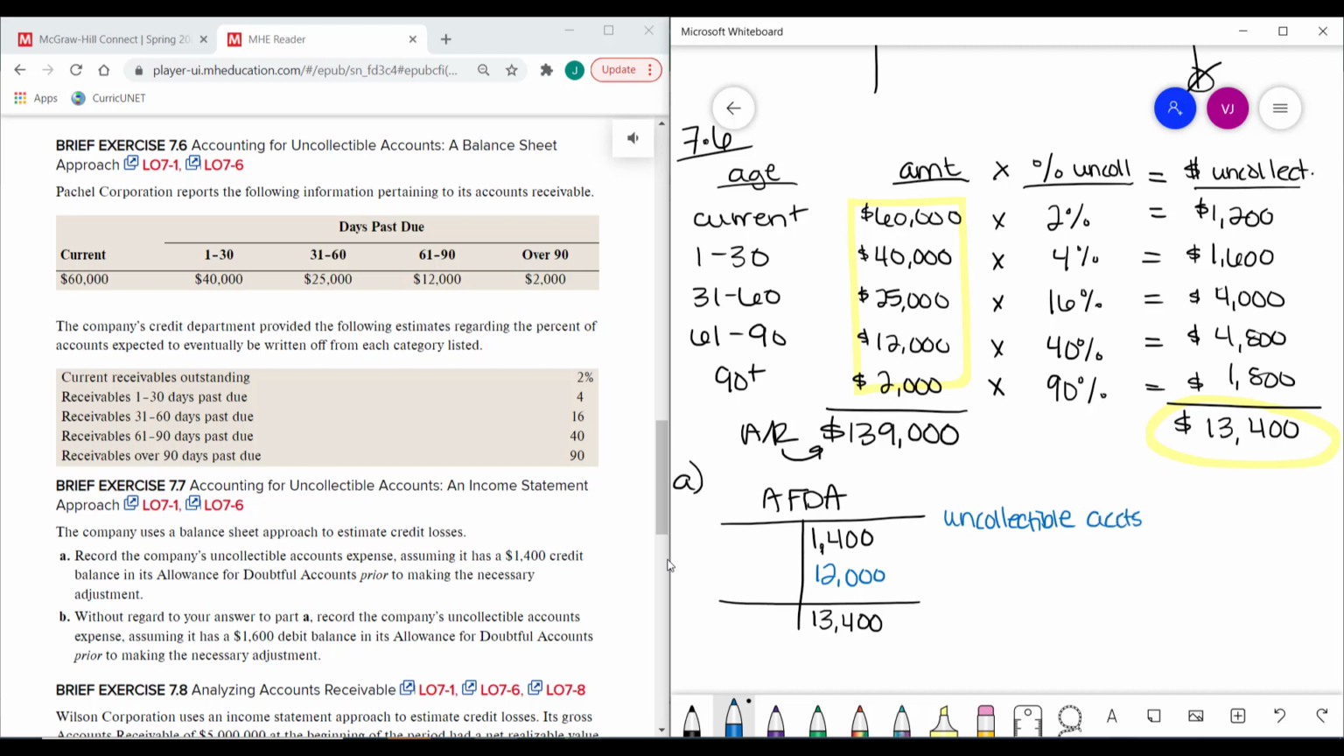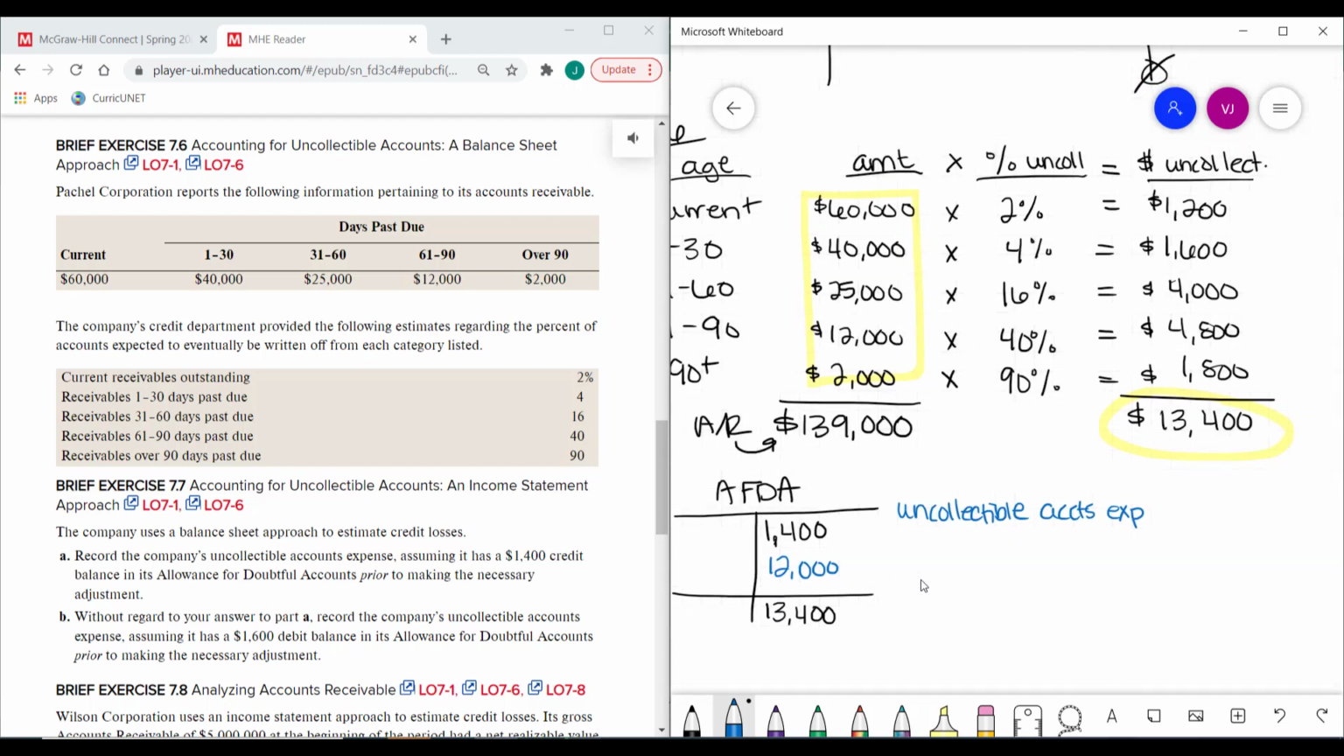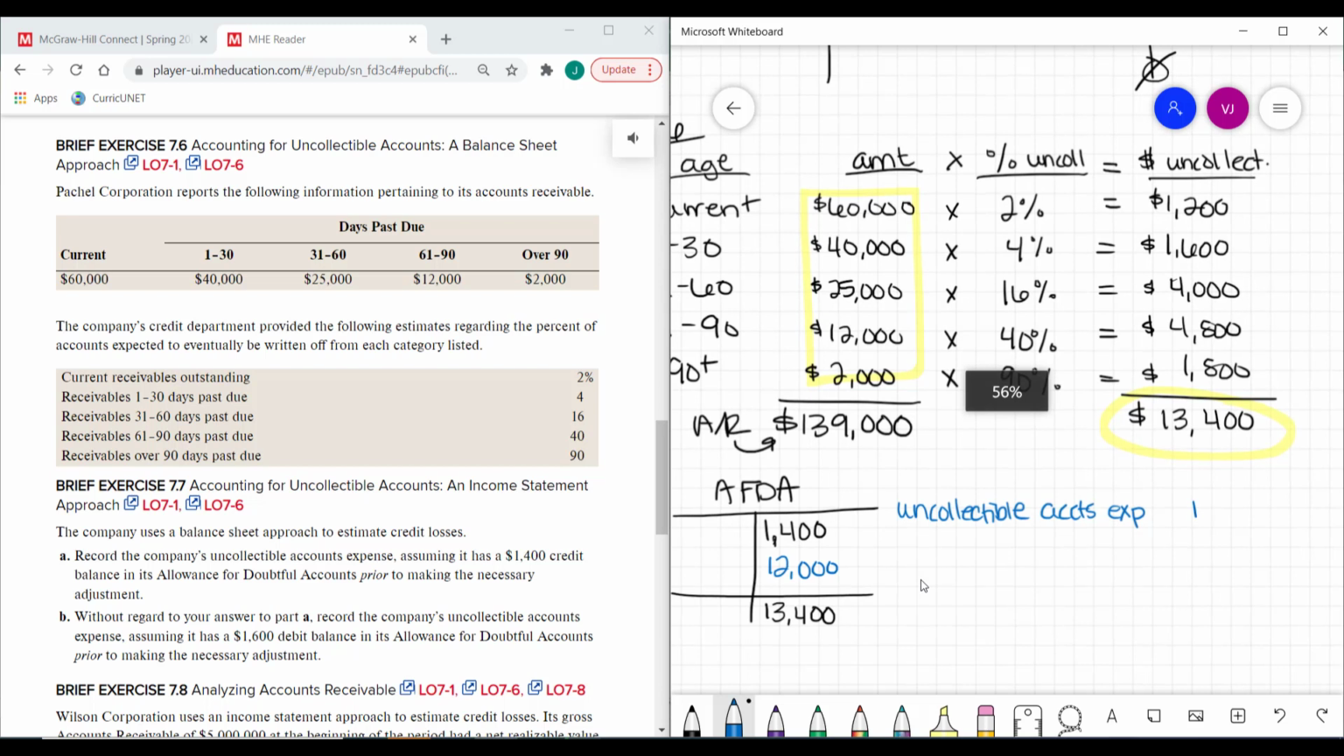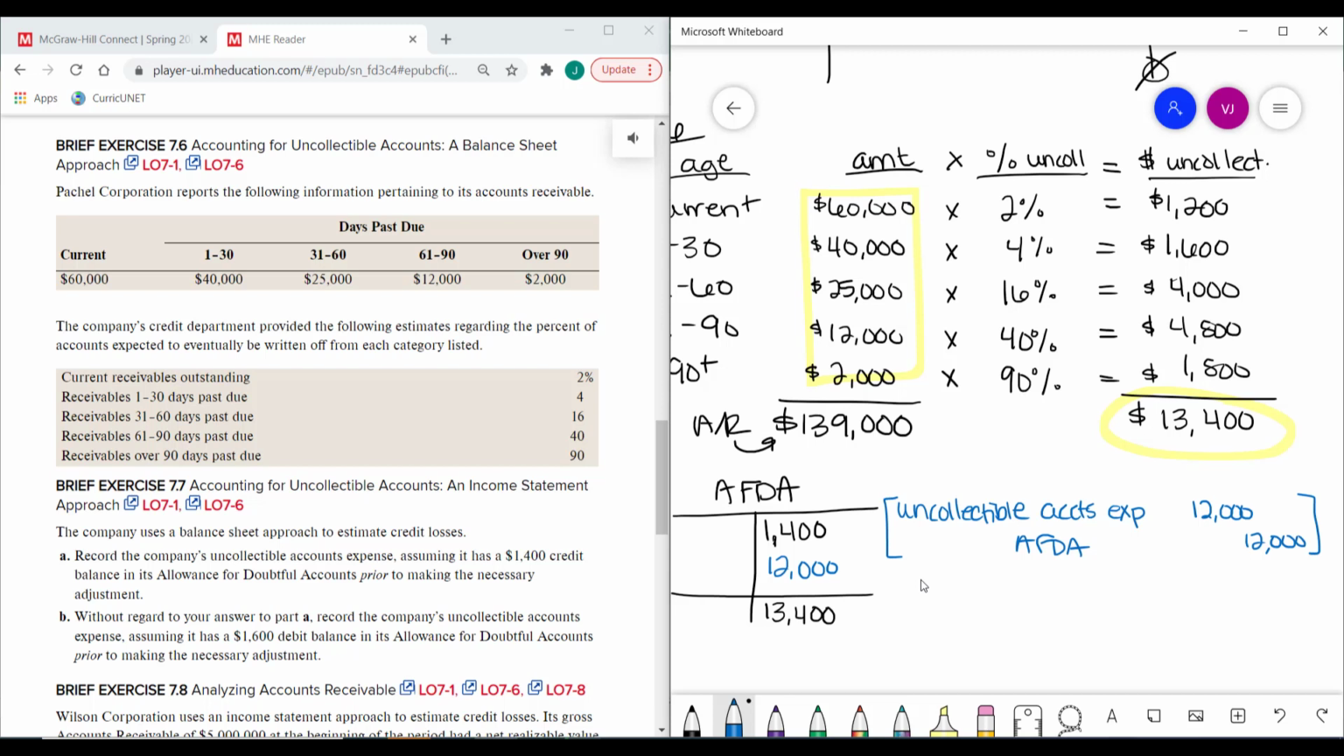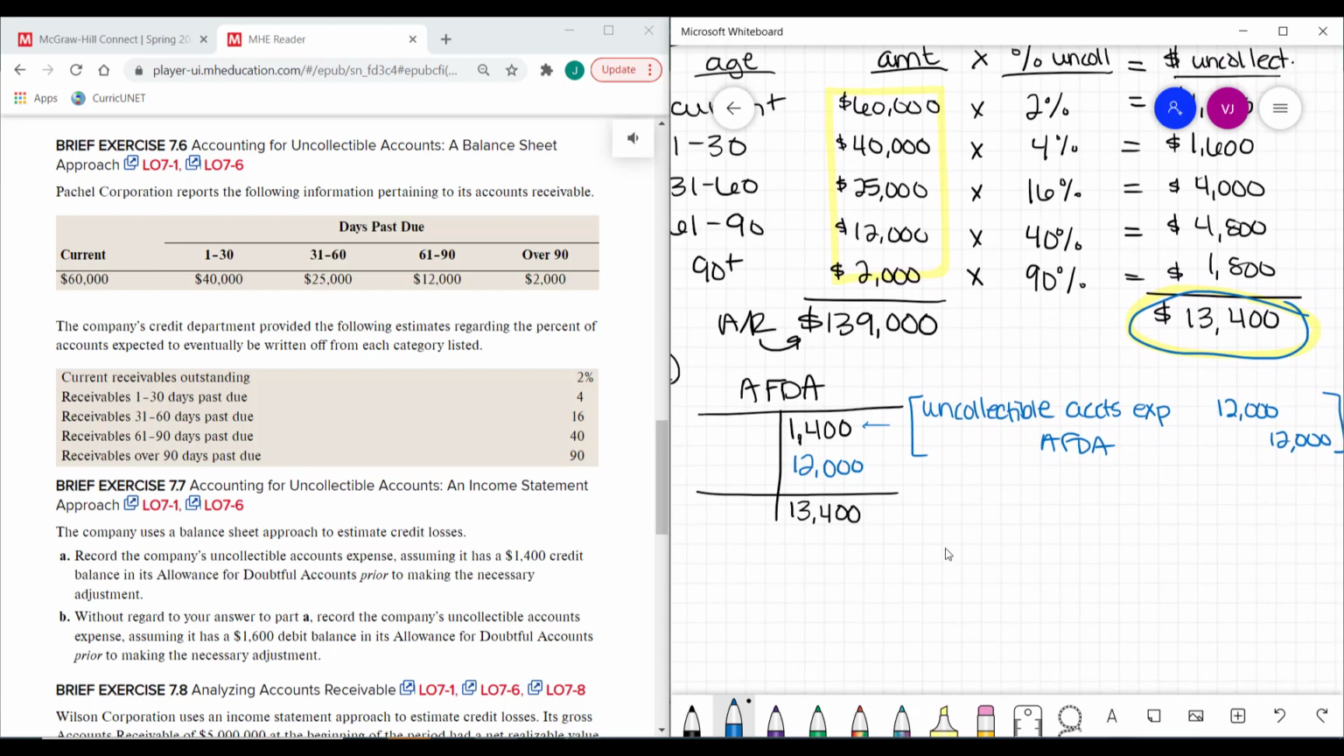So uncollectible accounts expense is, let me move that over a little bit. We'll debit that account for $12,000 and credit this allowance for doubtful accounts for $12,000. So with this balance sheet approach, when you find this estimate that's uncollectible, you're dependent on the current balance in allowance for doubtful accounts to determine what to record the expense as. And in this case, we want to top the account up to $13,400. So we're only going to record an uncollectible accounts expense of $12,000.